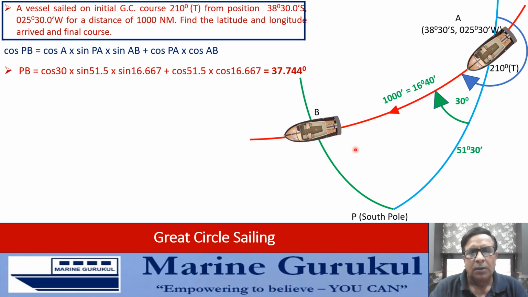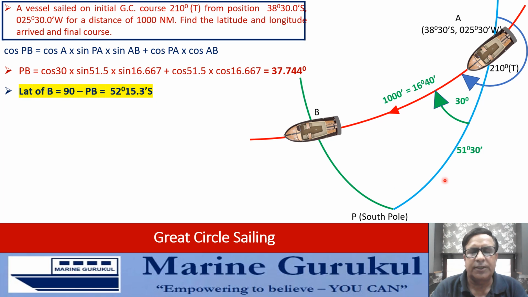So I'm again repeating that our argument for starting the PAB triangle with the southern pole was purely because the starting position was in the southern hemisphere. Though we could guess that B would also be in the southern hemisphere, that was never the argument taken in deciding to make the PAB triangle with the southern pole. So now PB, which is the colatitude of B, is 37.744 degrees, so 90 minus PB gives us the latitude of B, which is 52 degrees 15.3 minutes south.